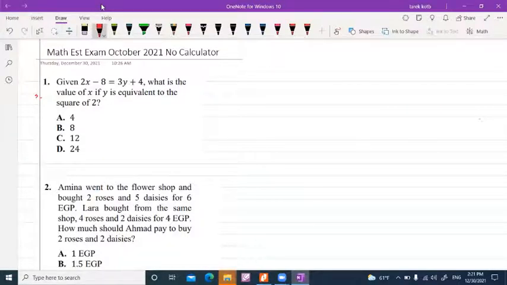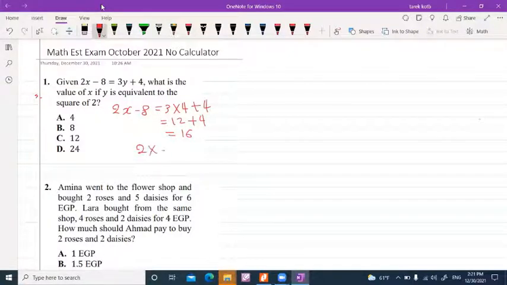Square of 2 means 4, so y equals 4. Replace y by 4. So it will be 2x minus 8 equals 3 times 4 plus 4. This is 12 plus 4, which is 16. If you take the negative 8 to the other side, it will be 2x equals 16 plus 8, which is 24. Divide by 2, so x equals 12. First problem is very easy.